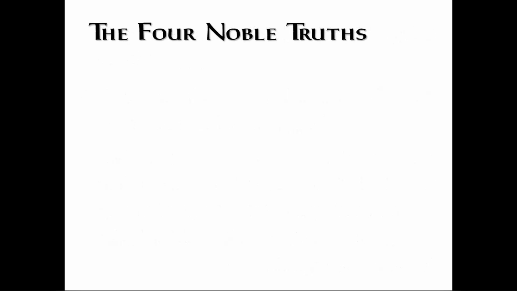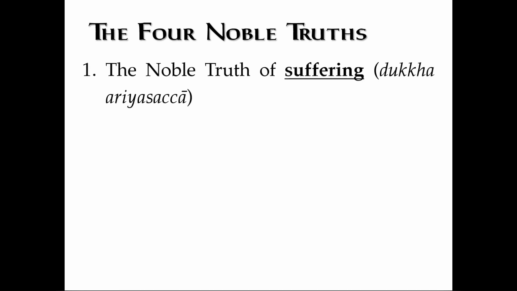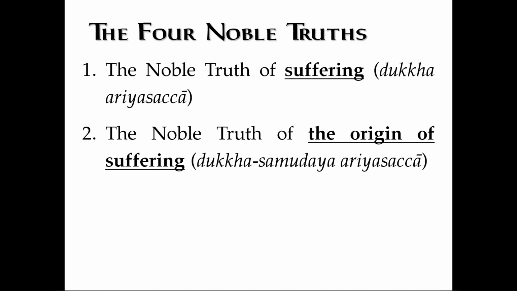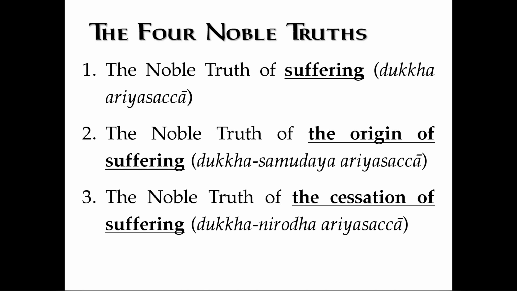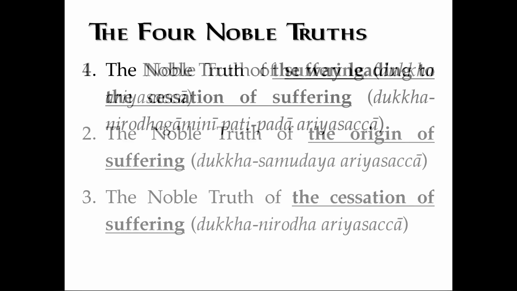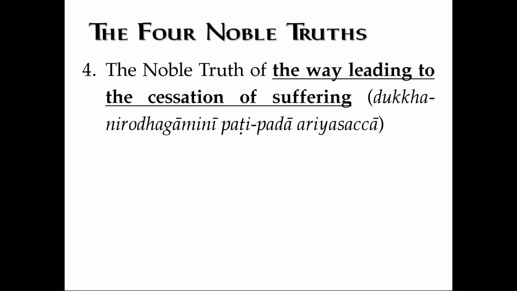Then the Four Noble Truths. I will take it from the first sermon. The Noble Truth of Suffering, Dukkha Ariya Satcha. The Noble Truth of the origin of suffering, Samudaya Satcha. The Noble Truth of the cessation of suffering, Nirodha Satcha. That is Nibbana. Then the Noble Truth of the way leading to the cessation of suffering, that is Magga Satcha. So these are the Four Noble Truths.